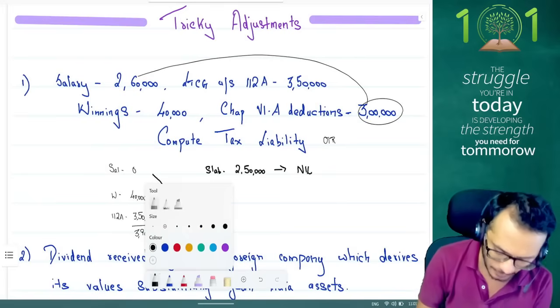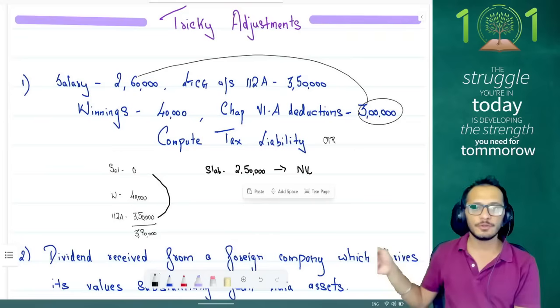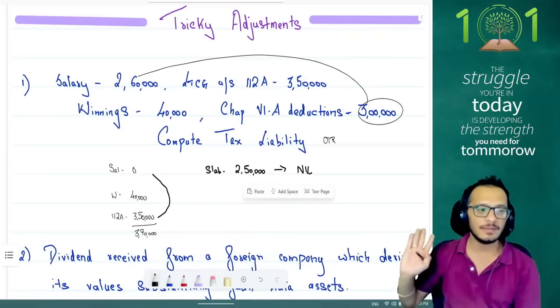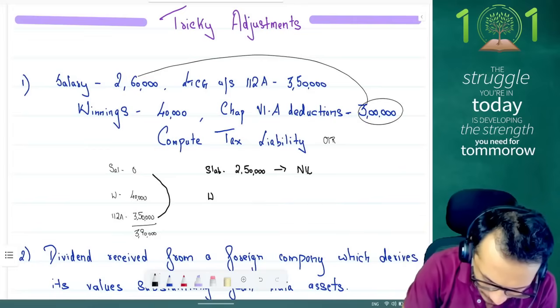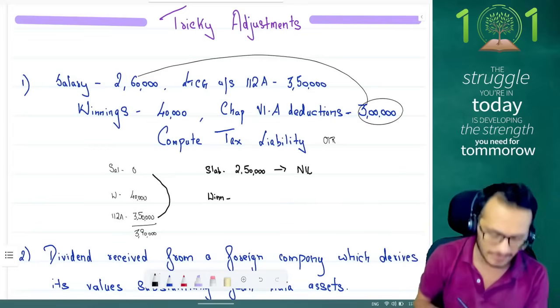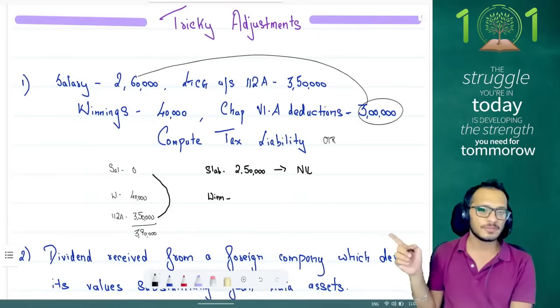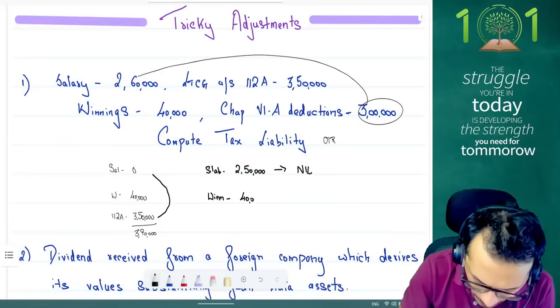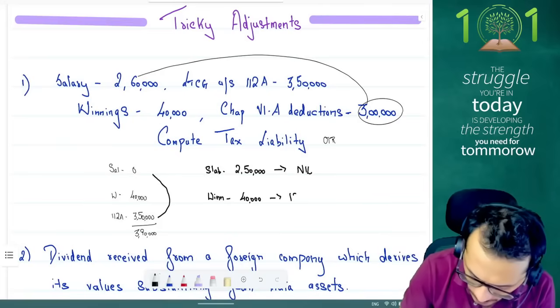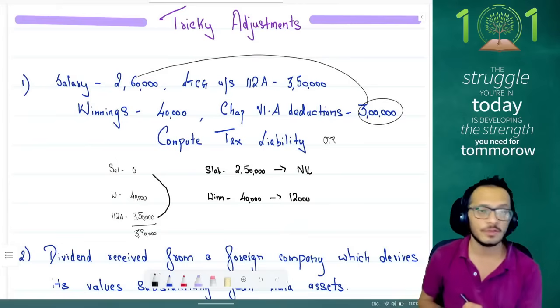I hope everyone is able to follow this part. So what did I do? I took my 112A, I adjusted it to my slab income, and therefore my slab became 2,50,000. Tax on that becomes 0. Then I go to winnings. Winnings will remain as it is. Can you utilize winnings first for the purpose of slab? No. So 40,000 into 30 percent becomes 12,000 rupees. So 12,000 rupees will become fully taxable for the winnings part.